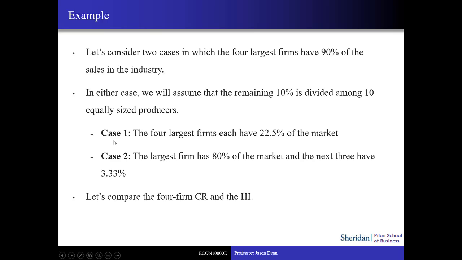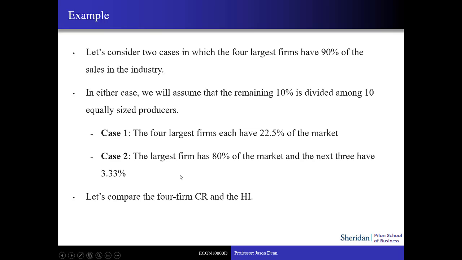So case one, the four largest firms each have 22.5% of the market. If that's true, then we'll get a four-firm concentration ratio of 90%. But we can also suppose that the largest firm has 80% of the market, and then the next three of the four each have 3.3%. And so again, your four-firm concentration ratio will be 90%.